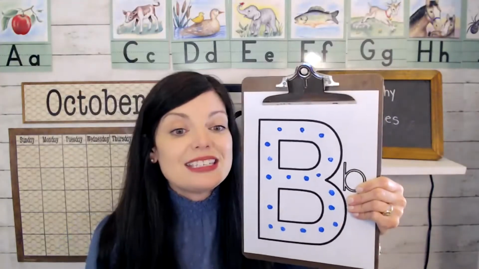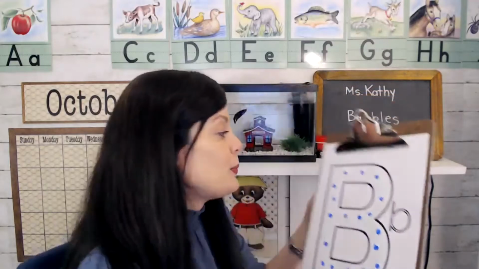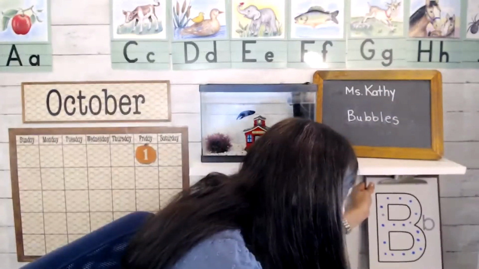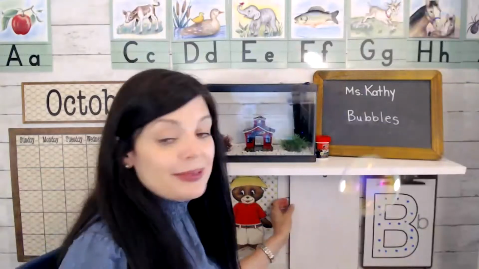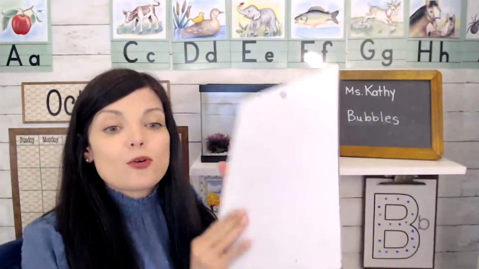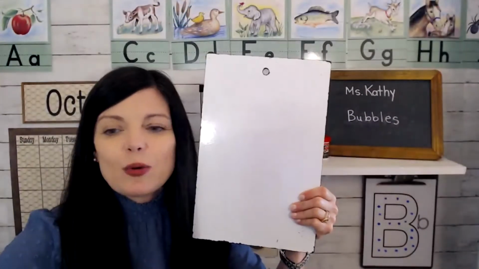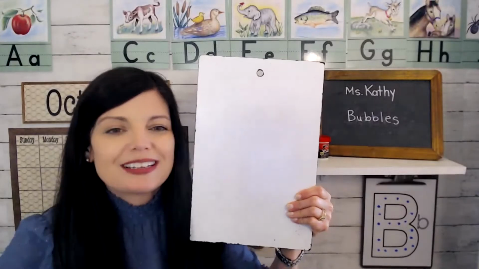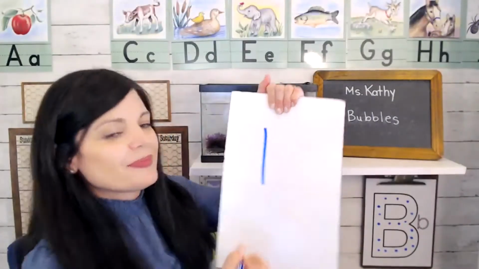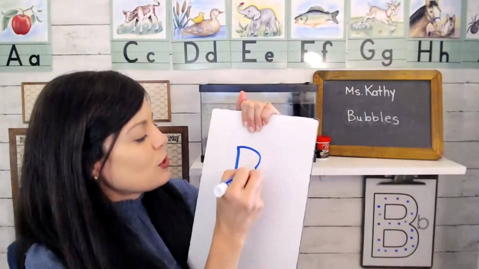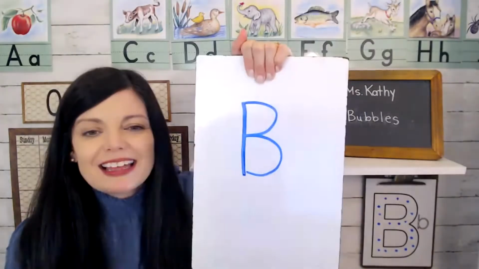Now we're going to see if we can write the letter B, but before we do, I need to blow some bubbles for you, because the letter B has 2 bubbles. So I'll show you what I mean. Let's make the number 1, and then we're going to blow 2 bubbles. 1, and then blow 2 bubbles, just like that.